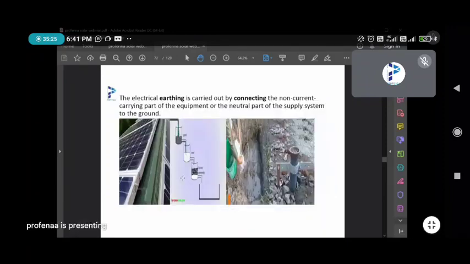See, the grounding is there. You have to maintain 1 ohm resistance based on the megger.